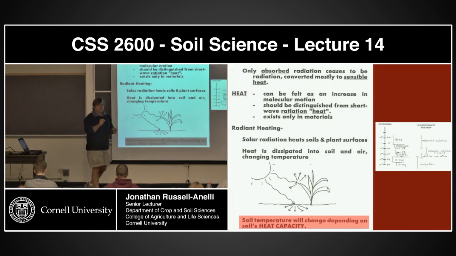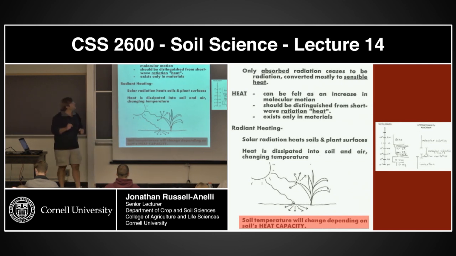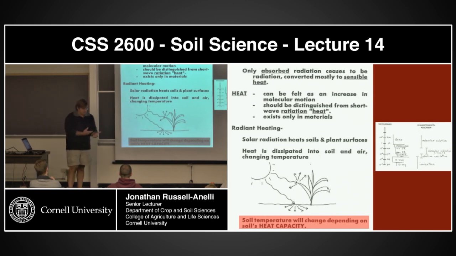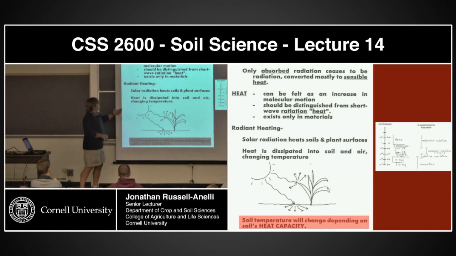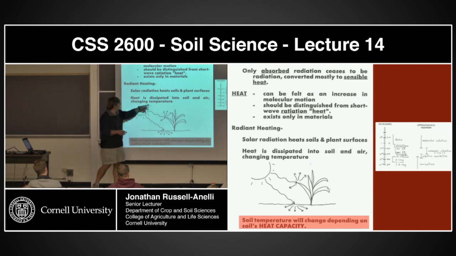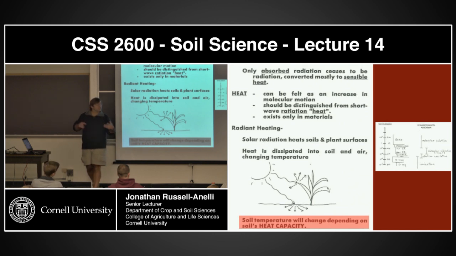That absorbed energy is actually really important. It's only the absorbed radiation that ceases to be radiation, and this is converted to what we call sensible heat. This heat can be felt as the increase in the molecules. I mean, me talking about the sun hitting your skin and stuff like that. And it exists only in materials. This solar radiation basically heats the soil and the plant surfaces, and this heat is then dissipated from that surface throughout the system, into the soil and air, in essence, changing the temperature of those objects.